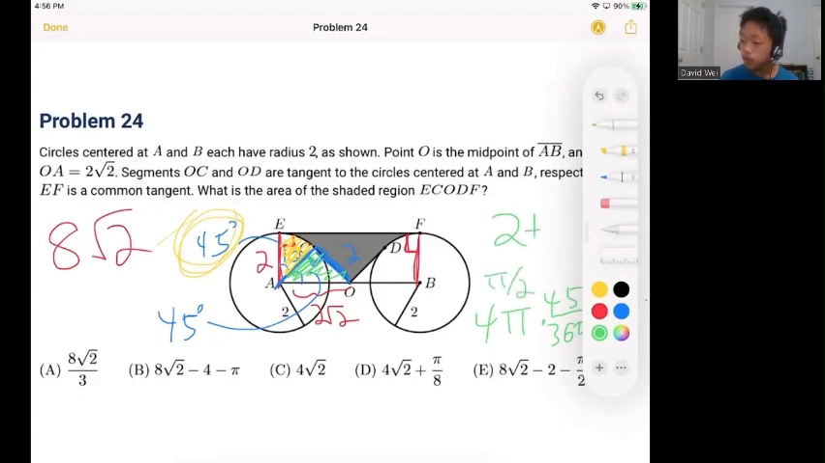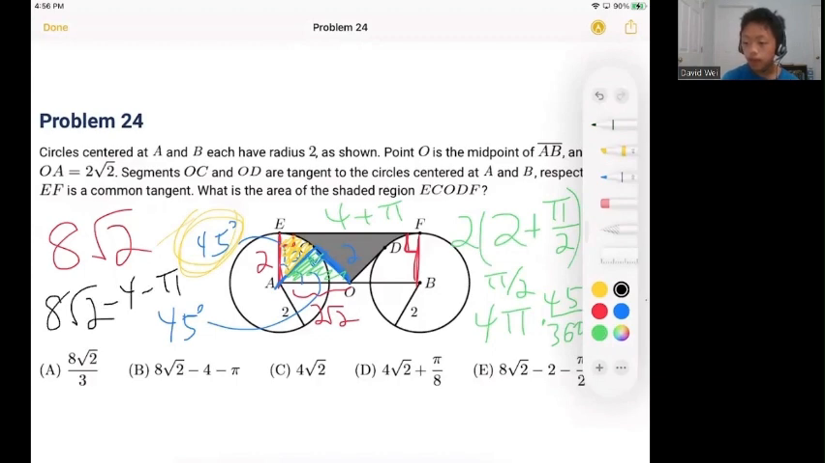So 2 plus pi over 2 gives you the area of one of those regions. Remember, we have two of those, one on the left and one on the right, so we double this, and the area of the total unwanted region is 4 plus pi. Now we subtract that value from the total area of the rectangle, and we get an answer of 8 root 2 minus 4 minus pi. That gives you choice B, which is the correct answer.